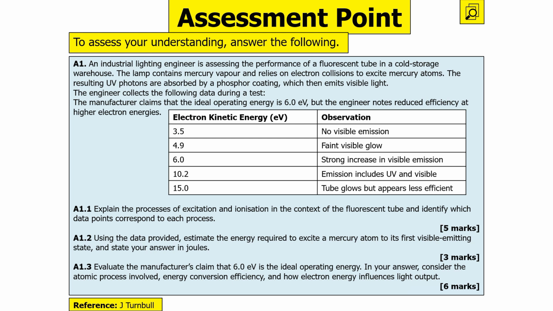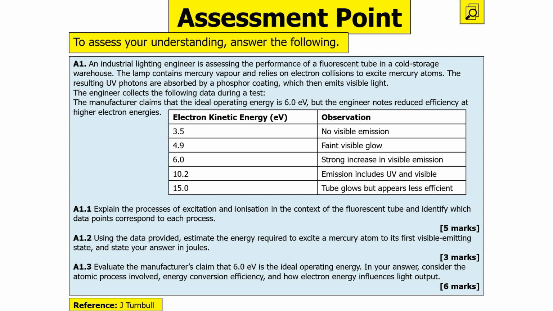Now the manufacturer claims that the ideal operating energy is 6 eV, but the engineer notes reduced efficiency at higher electron energies. So explain the process of excitation and ionization in the context of fluorescent tubes and identify what data points correspond to each process. Then, using the data provided, estimate the energy required to excite a mercury atom to its first visible emitting state and state your answer in joules.